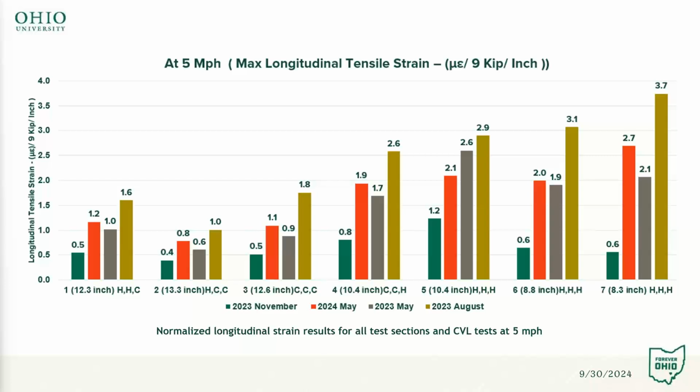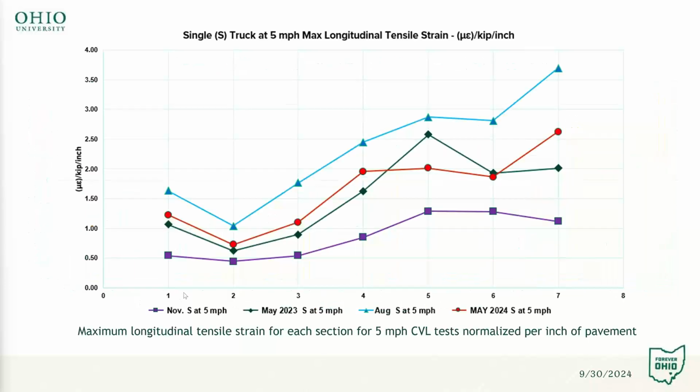And we did the same thing on the longitudinal gauges. Again, normalized the microstrains per 9 kips per inch of thickness. And again, you can see that section 7 kind of gave us the highest numbers, and sections 2 and 3 kind of went down towards the lower number because of the thickness.